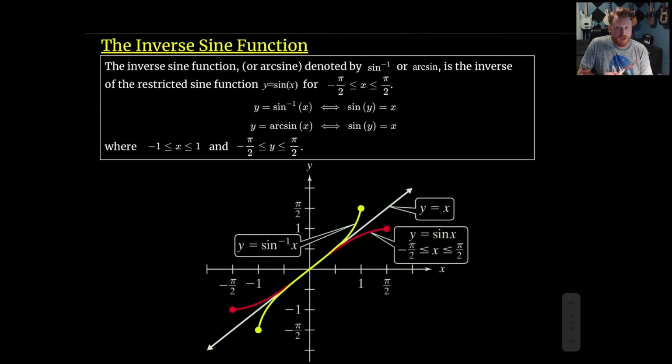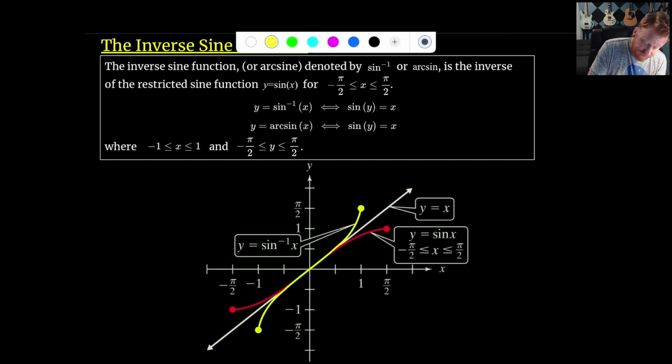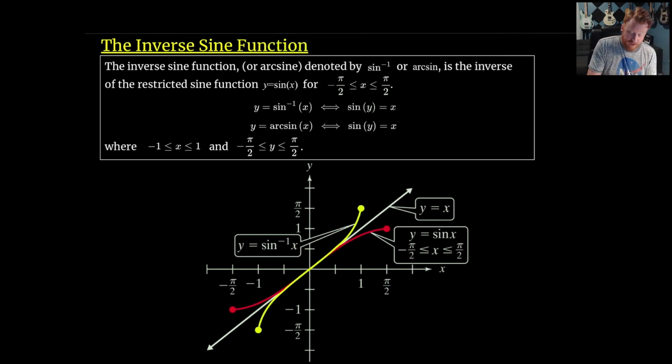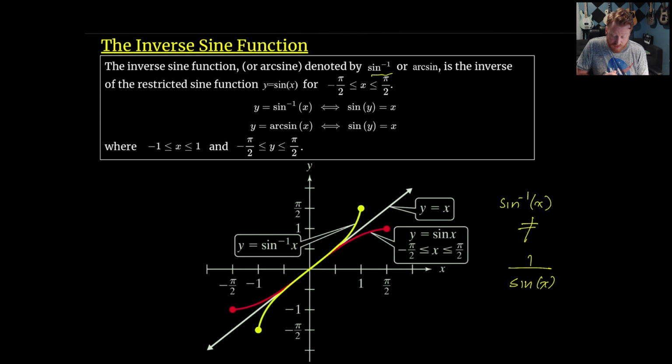This will be a large consequence going forward, that we need to be careful about the domains and where we're looking in order to get things to work out here. The inverse sine function, also known as the arc sine, is denoted with this inverse notation of the -1. Remember, that doesn't mean to take a reciprocal like it does for fractions or for exponents, but this is talking about the inverse function. What I'm trying to say is that sine inverse of x is not the same as 1 over sine of x. So be careful with that notation there. It's an easy one to make.